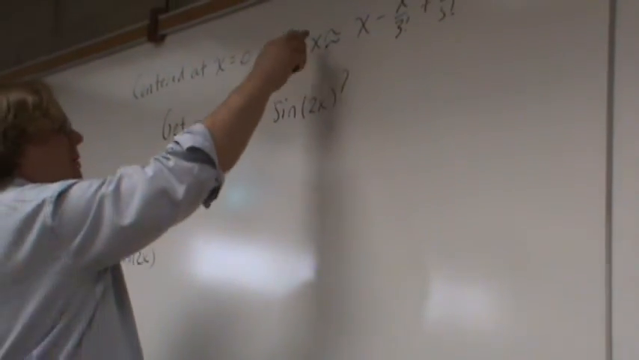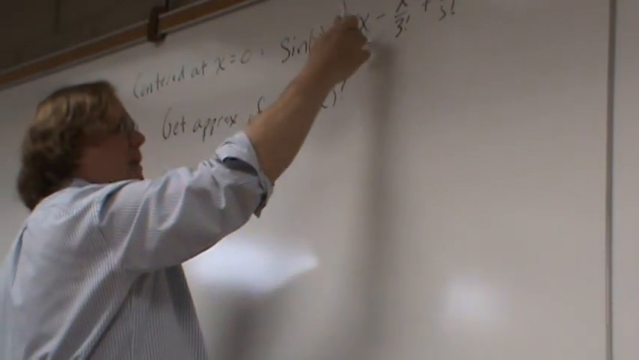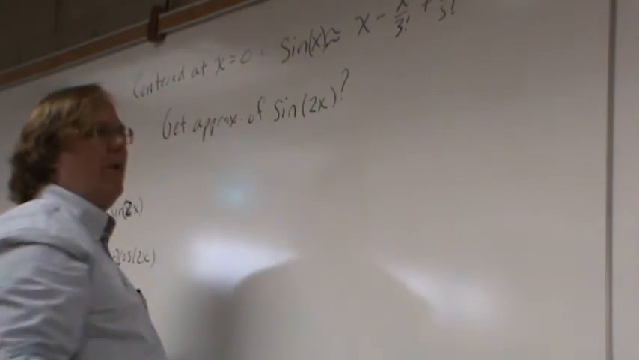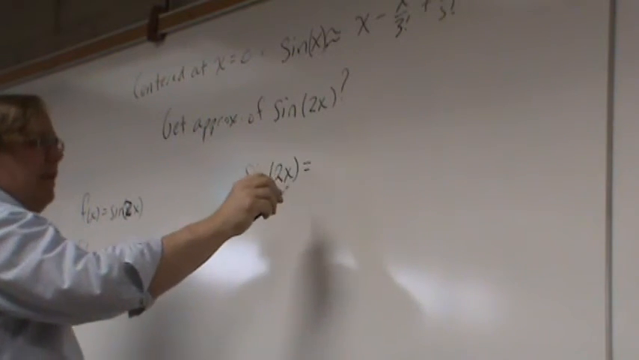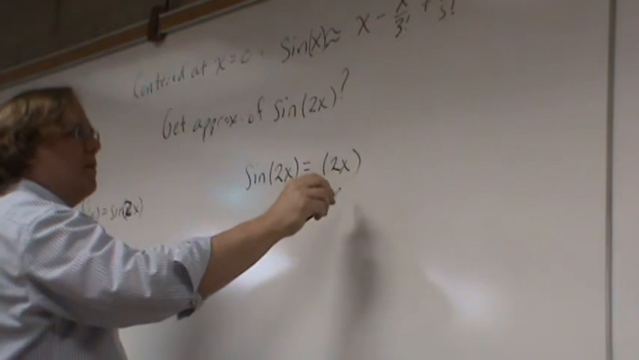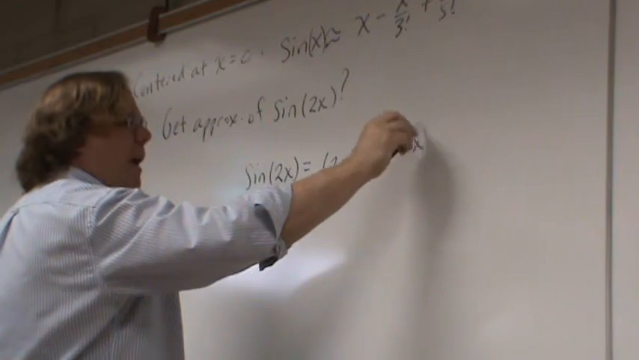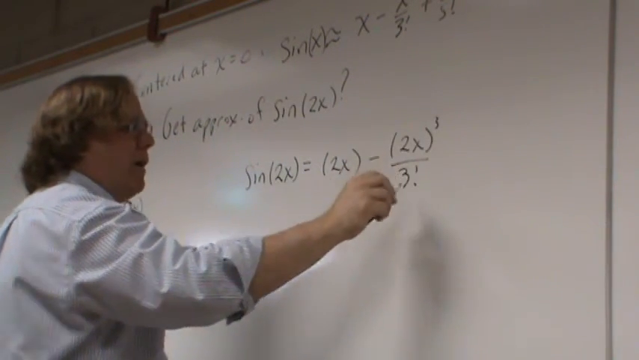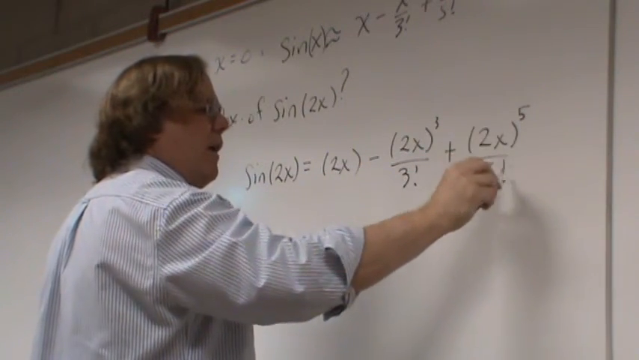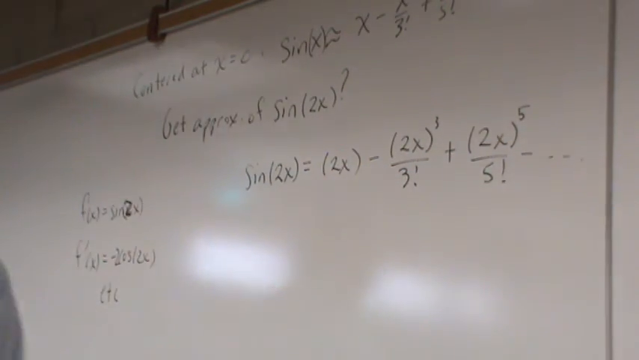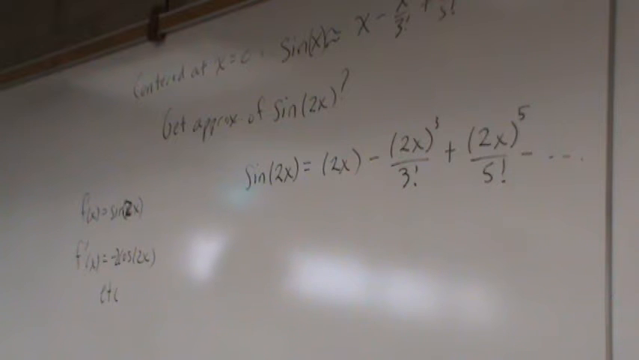Are you ready? If sine of x equals x minus x to the third over 3 factorial plus x to the fifth over 5 factorial, then the sine of 2x is going to equal 2x minus 2x to the third power over 3 factorial plus 2x to the fifth power over 5 factorial. You see that? That's another one of the beauties.